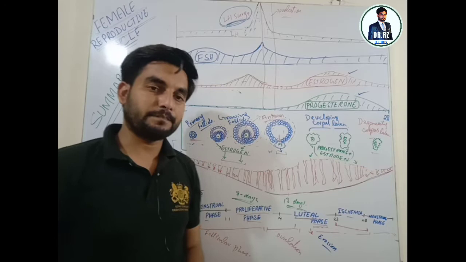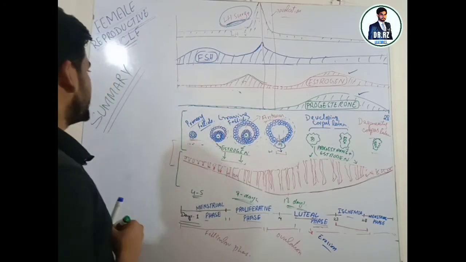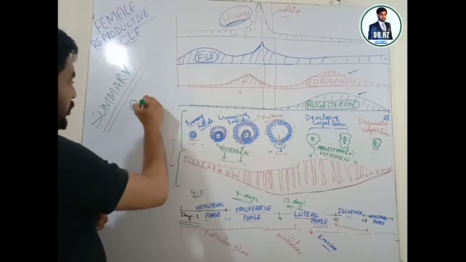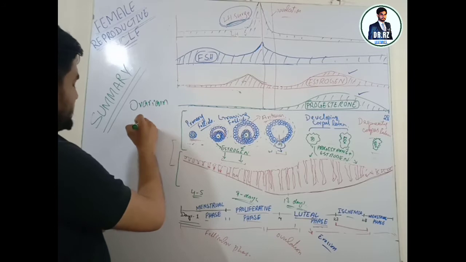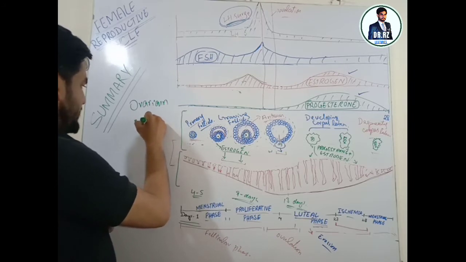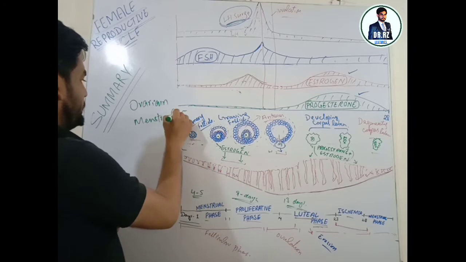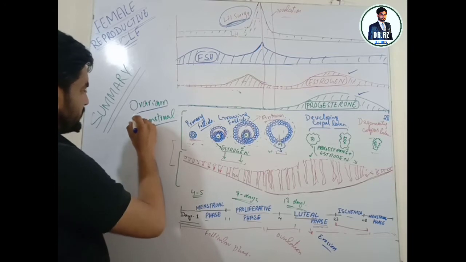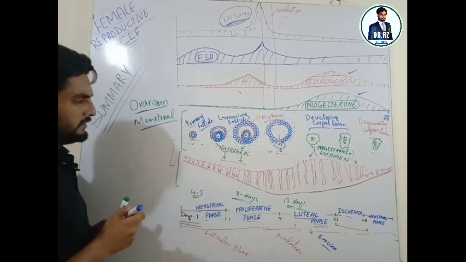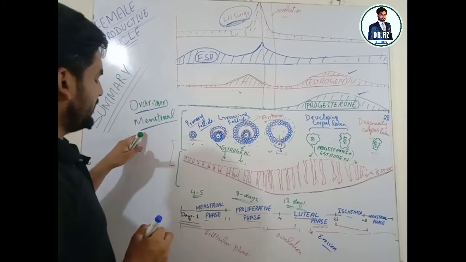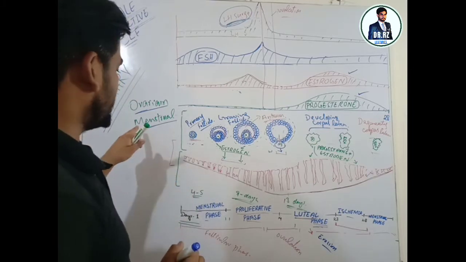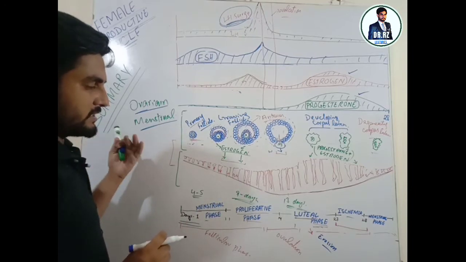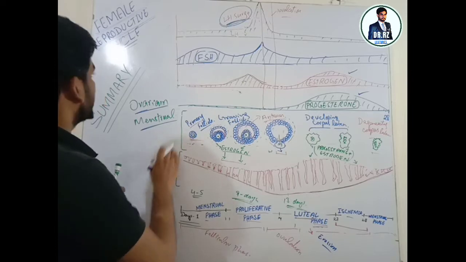Let's summarize the female reproductive cycle. The female reproductive cycle is divided into two phases. One is the ovarian cycle or ovarian phase, and the second is the endometrial or menstrual phase. In the ovarian phase, there is the development of structural and functional changes in the structure in the ovary. In the menstrual or endometrial phase, there are structural and functional changes occurring in the endometrium of the uterus.